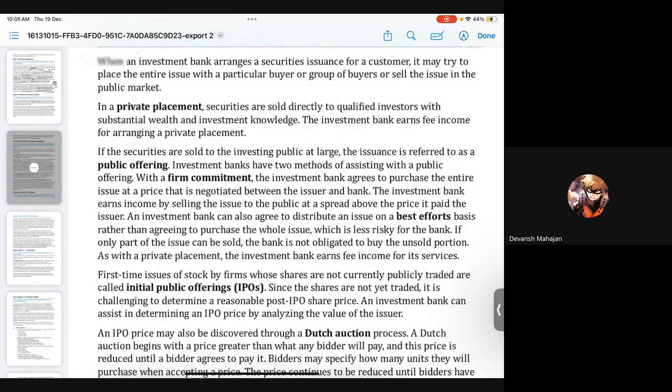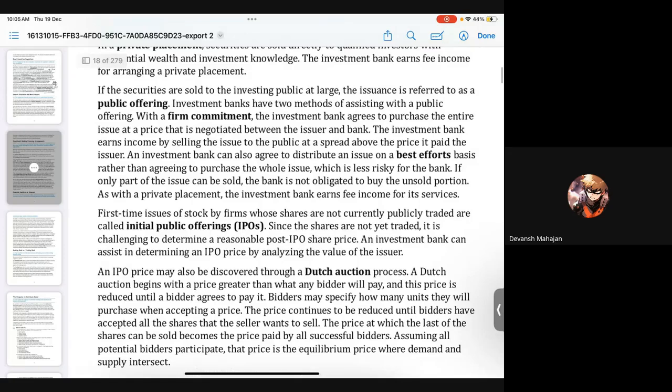The other way is through a public offering. Public offering is what we are more familiar with, जैसे IPOs होते हैं. Big companies, they take out IPOs. They launch IPOs. What are IPOs? IPO stands for initial public offerings. These IPOs are also arranged by some kind of investment banking firm.